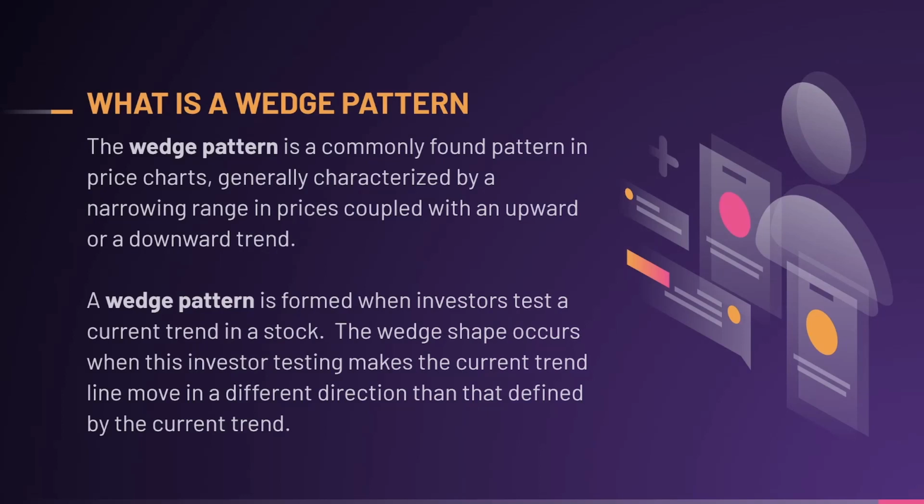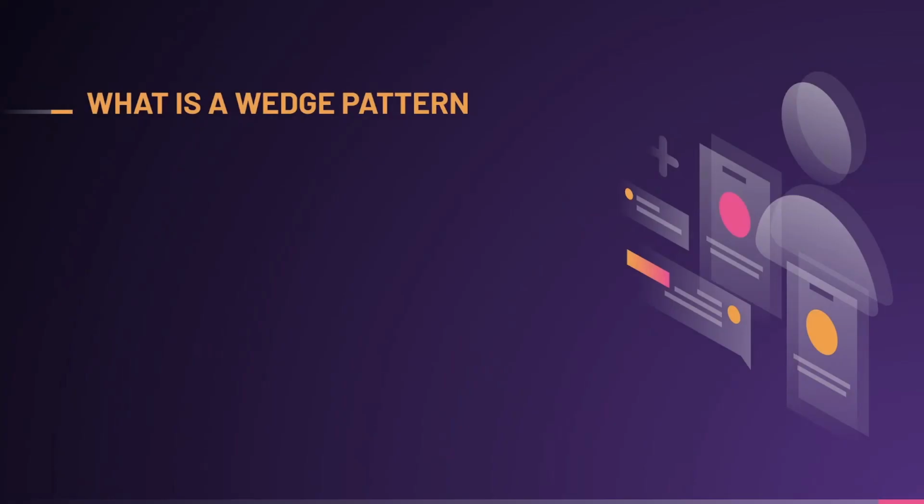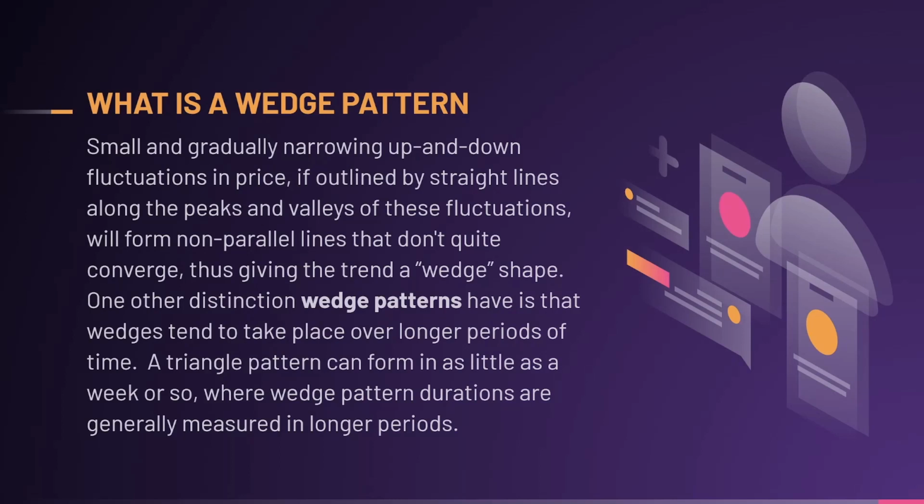Hindi yung isang malaking channel lang, hindi yung isang malaking sideways na parang Darvas box. The price narrows, okay? So, dun nabubuo yung particular na pattern. Now, small and gradually narrowing up and down fluctuations in price, if outlined by straight lines along the peaks and valleys of these fluctuations, will form non-parallel lines that don't quite converge, meaning hindi kaagad sila nakikita, thus giving the trend a wedge shape.